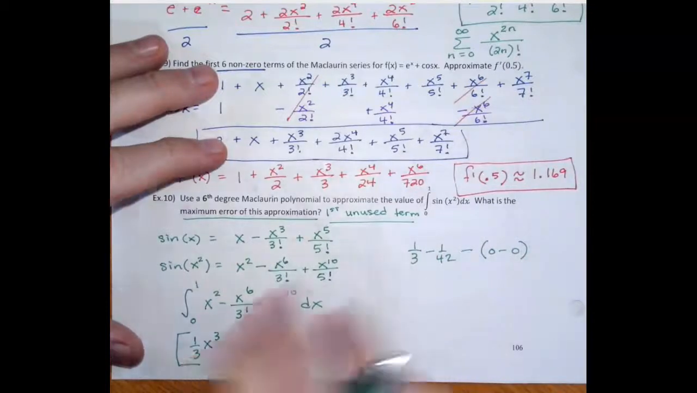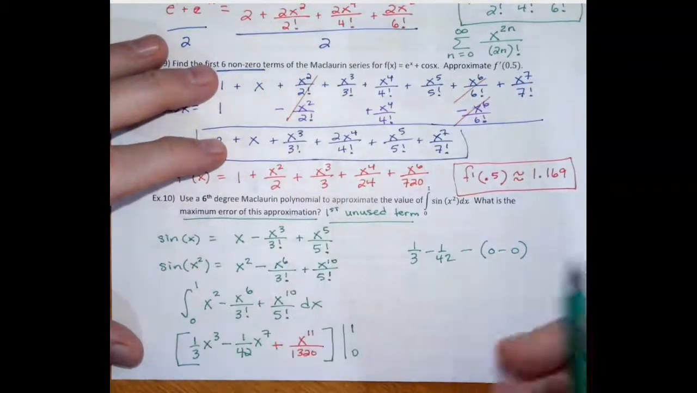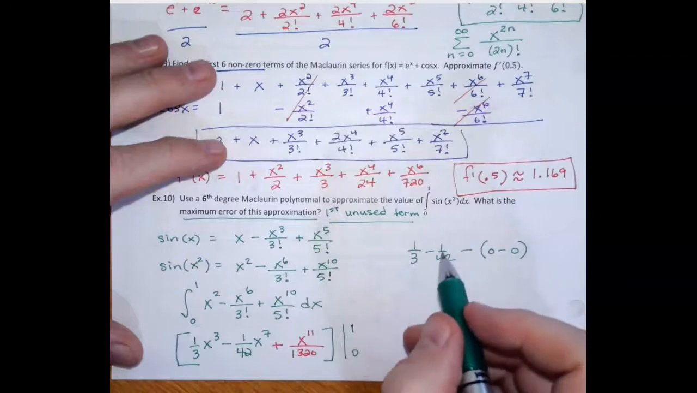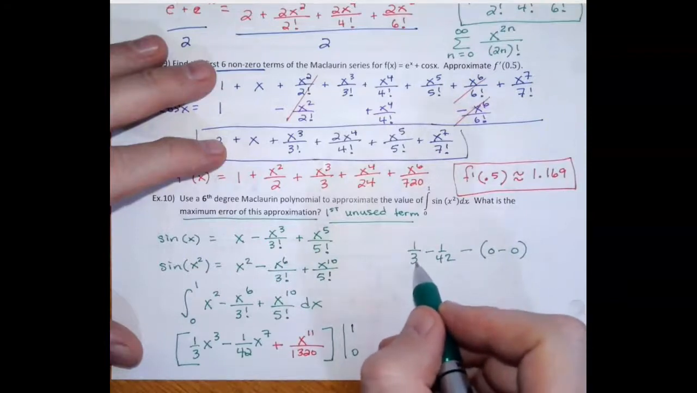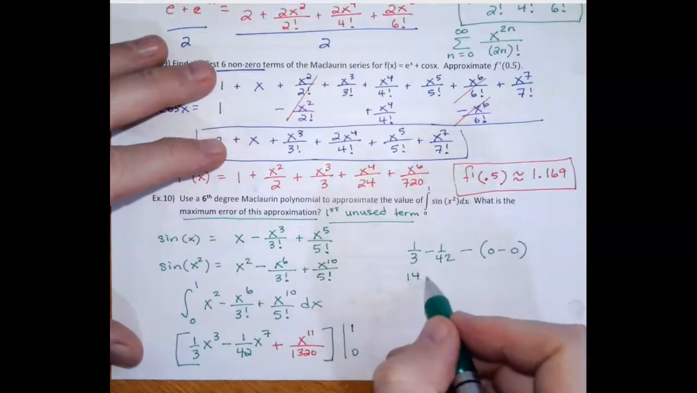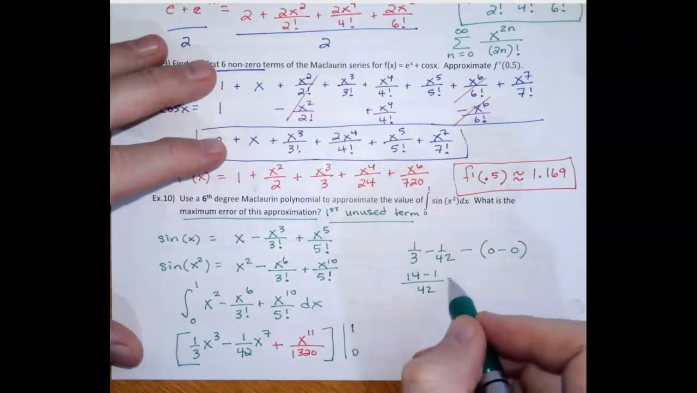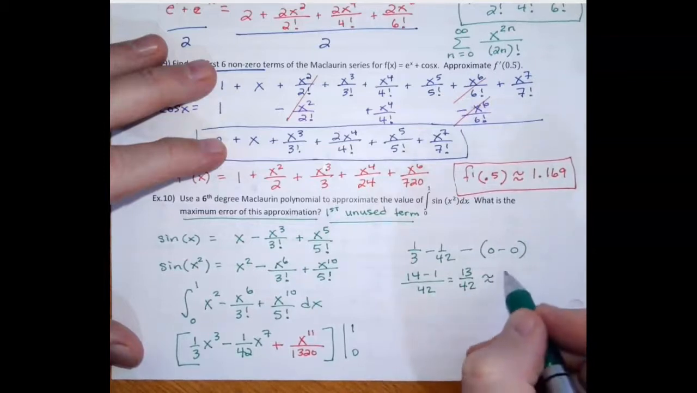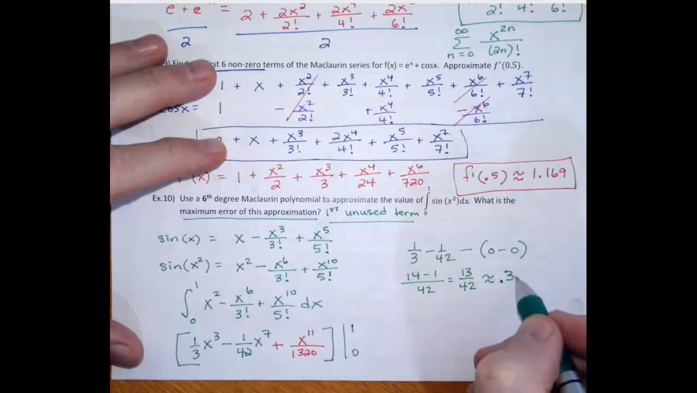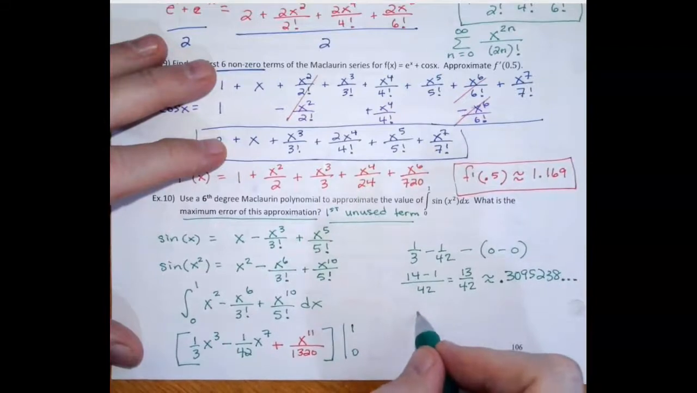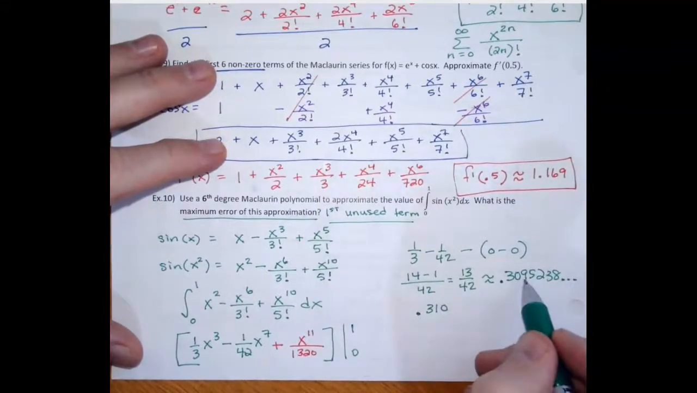Now, the only reason I included that was because that's going to give us our error. So now if we get a common denominator here, that's going to be 14 over 42, which is going to be 13 over 42, which is 0.30952... So we're supposed to round off to the thousandths place. So that 5 would round that up to a 0, which would round up to a 1.